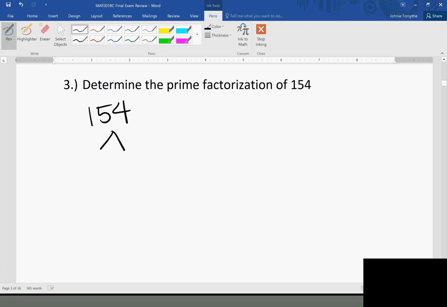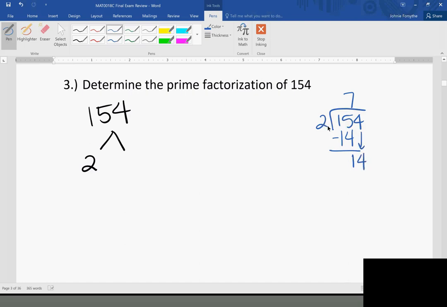And right now I don't really know, it's kind of a big number, right? But it is an even number. So since it's even, I definitely know that 2 is a factor of 154. 2 times something equals 154. And the way that I can figure that out is to divide 2 into 154 and see what I get. So 2 can divide into 15 7 times, because 7 times 2 equals 14. And then when I subtract, I get 1 and then bring down that 4.